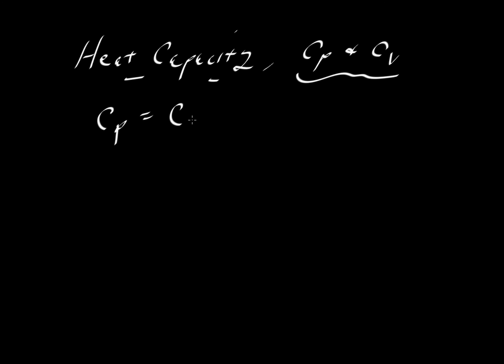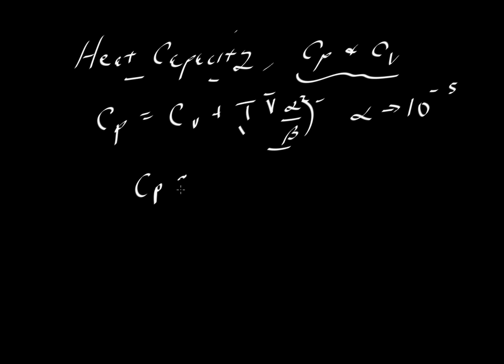It is equal to CV plus a factor, and that factor is temperature divided by molar volume, the volume of something when you have just 1 mole of it, multiplied by the coefficient of thermal expansion squared, and then that whole thing is divided by beta. It ends up that alpha tends to be a pretty small number for a lot of solids. It's on the order of 10 to the minus 5. And if we square it, we get a pretty small correction here. So for many practical purposes, CP is very close to CV.